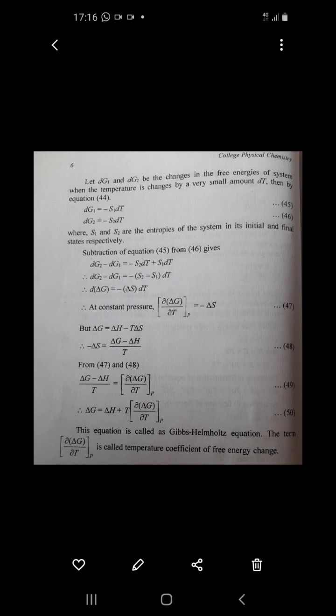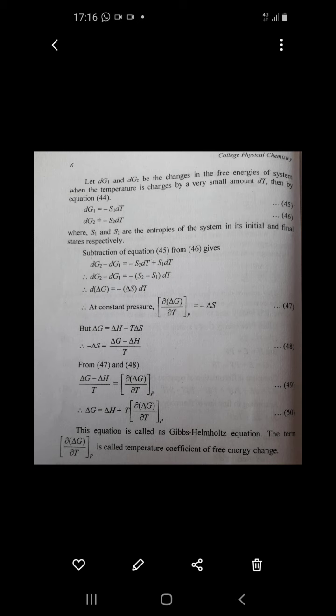So dG2 and dG1 are small changes in free energies, and the difference, if it is small, is also denoted in the form of d delta G, which is equal to minus delta S dT. Okay. Up to this point, does everyone understand?